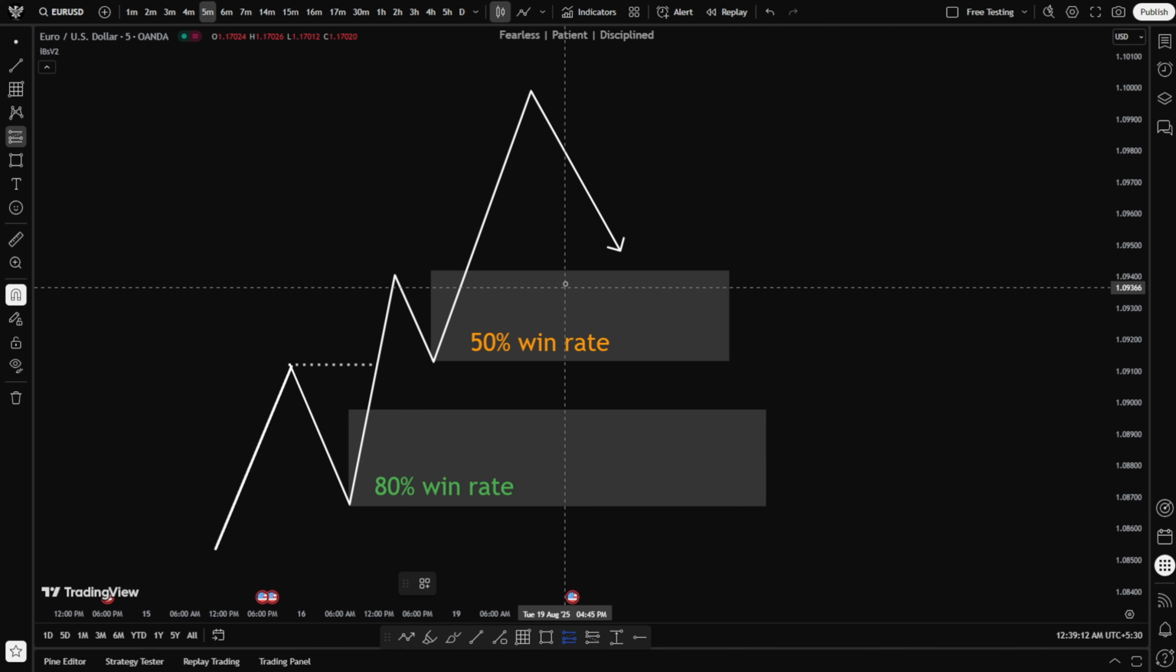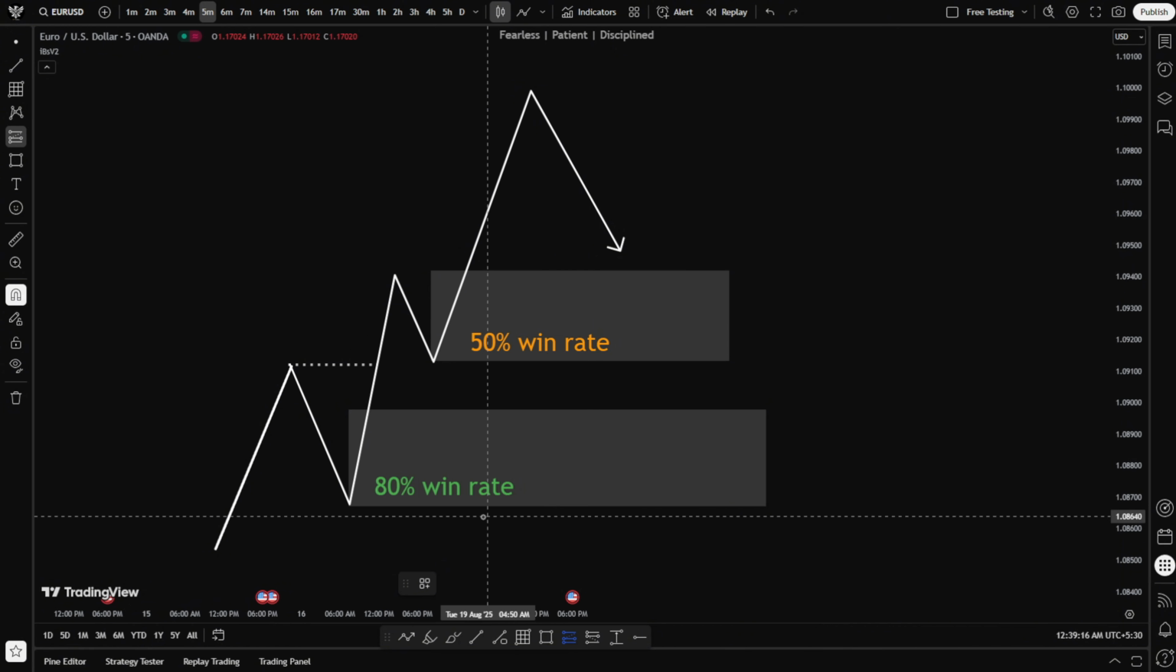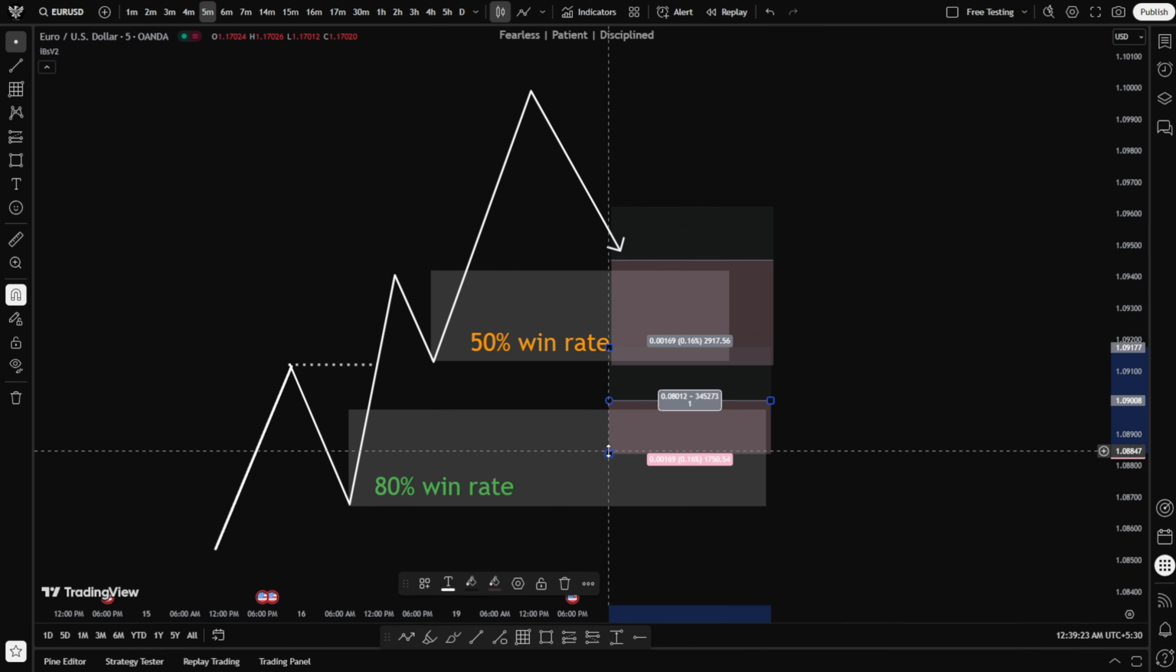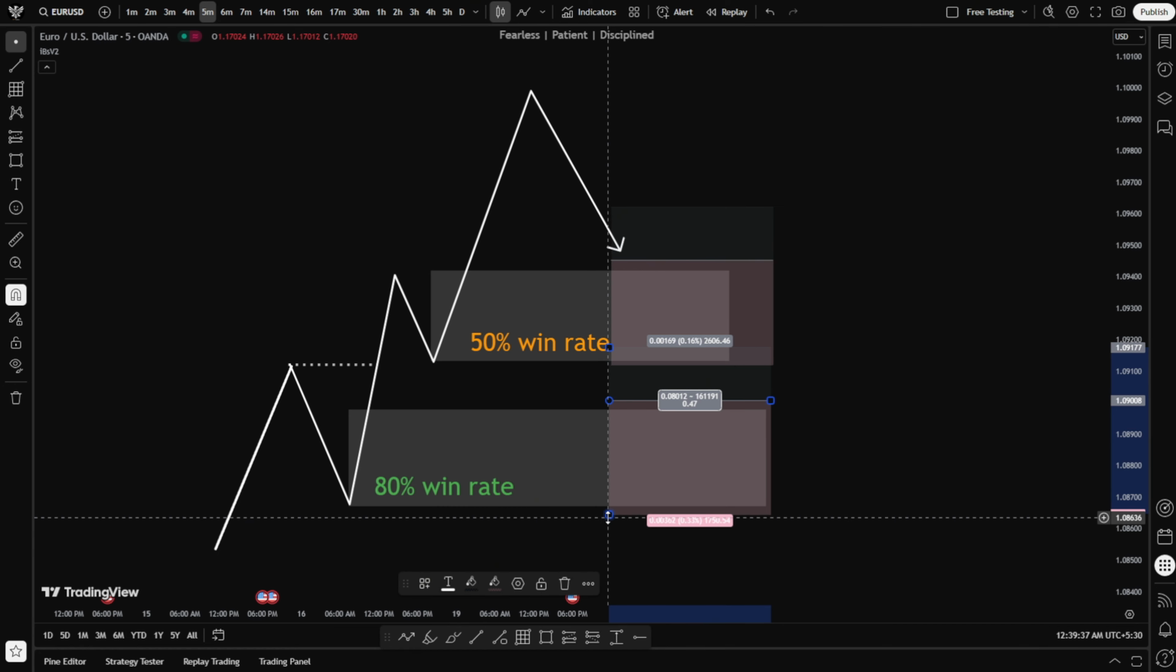So like I said, there are only 2 order blocks. The first order block has a 50% win rate. The second extreme order block has an 80% win rate. So the issue is they just take 2 limit entries like this, one right here and another one right here. This is a bad approach to trading the market, right?